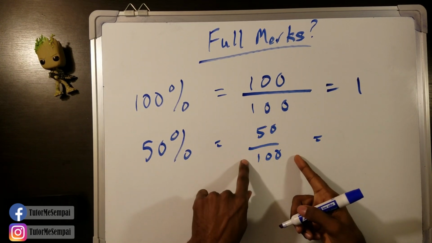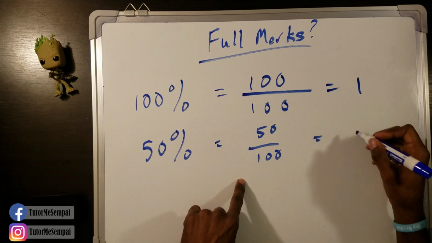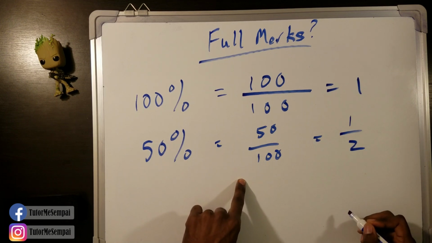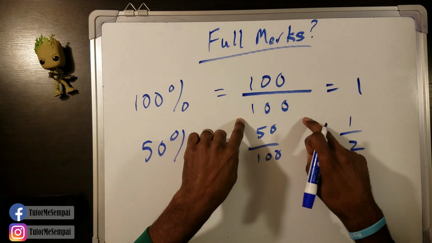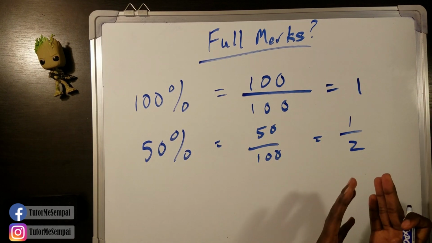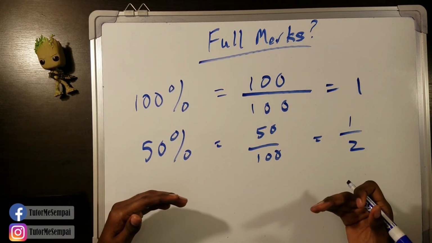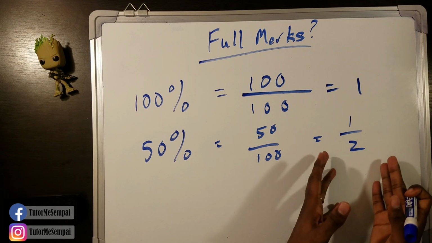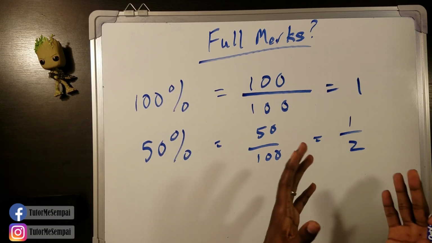Whereas 50%, that's going to be what? You have 50 over 100, 1/2. So you see that 100% really does mean everything. You have a whole at that point in time, and anything less than 100% is going to give you a fraction of it, or a smaller piece of everything.